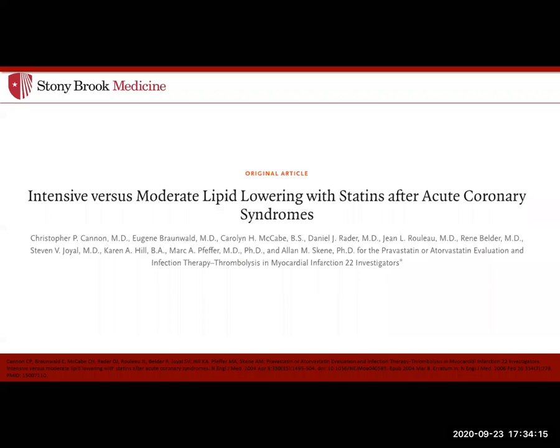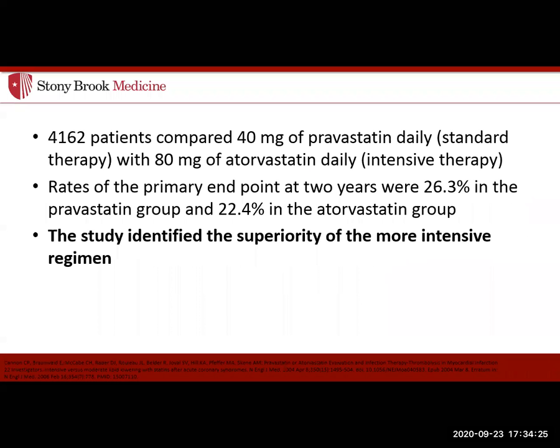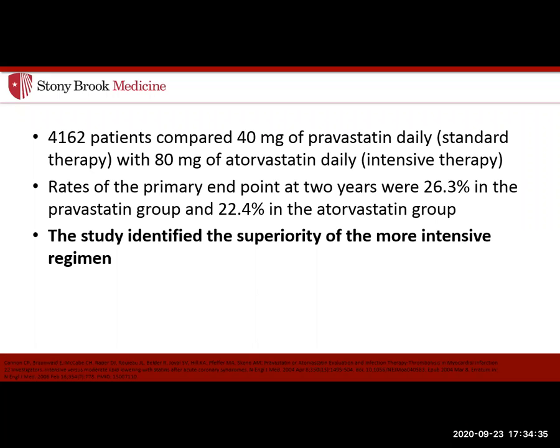So the study that we're going to talk about is the intensive versus moderate lipid lowering with statins after acute coronary syndromes. This study looked at over 4,000 patients, comparing 40 milligrams of pravastatin versus 80 milligrams of atorvastatin. Pravastatin is your standard therapy and atorvastatin is your intensive therapy. The primary endpoints were a composite of death from any cause, as well as myocardial infarctions and stroke. It was found that the rates of these primary endpoints were significantly lower in the atorvastatin group.